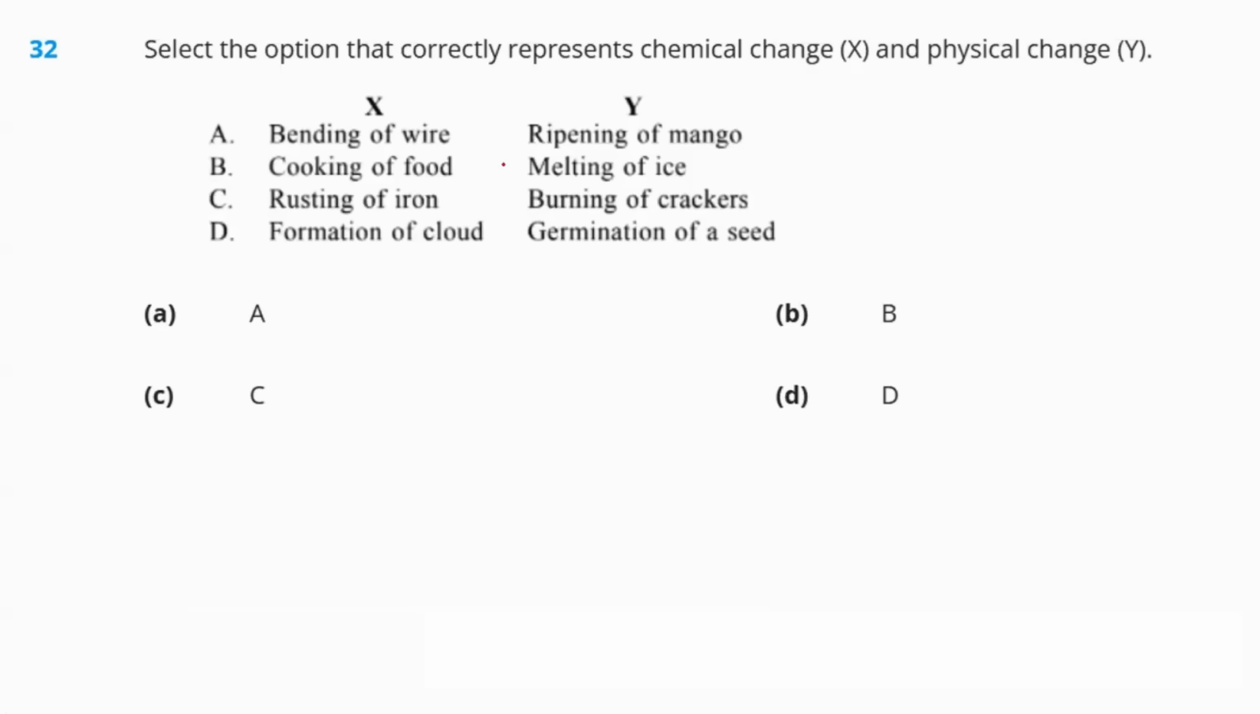Question number 32. Select the option that correctly represents chemical change and the physical change, X and Y. What is chemical change? Chemical change is irreversible and we get a new product out of it. Whereas physical change is the change in the state of matter and it is reversible. Okay, the size can be changed, shape can also be changed. So according to this definition, option number B, cooking of food and melting of ice, these are the examples of irreversible chemical and reversible physical change.